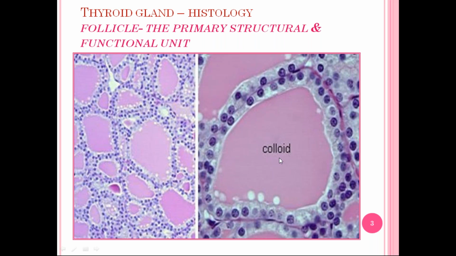And you can see a deeper picture. So this is the luminal side of the follicle. This is the basal side. So if you take this follicle, this will be the luminal side, this will be the basal side, right? And these are the cells which are present around the follicle.